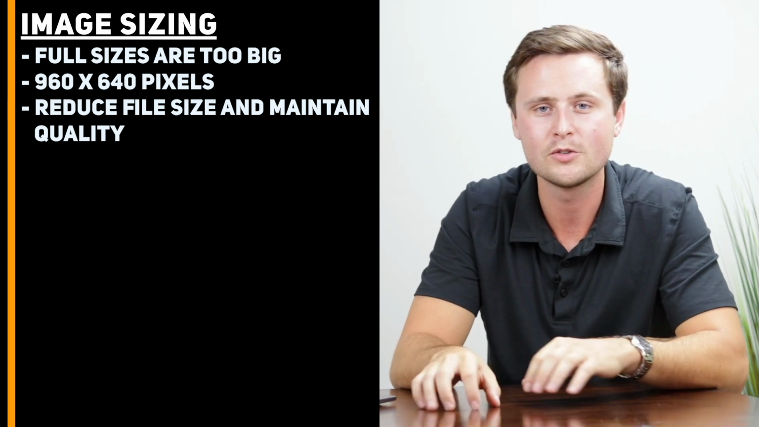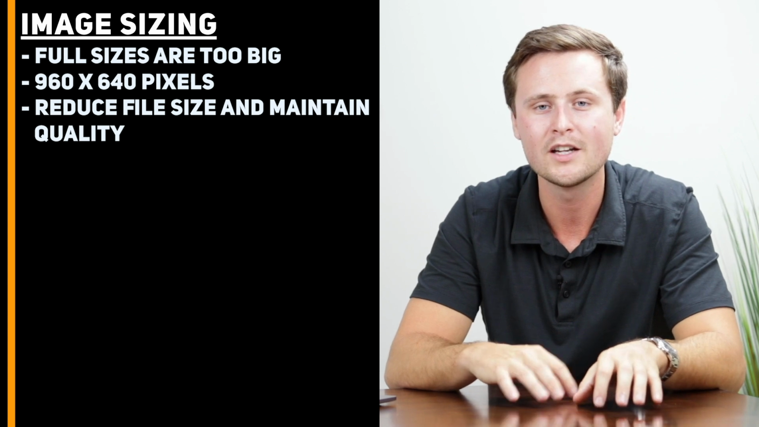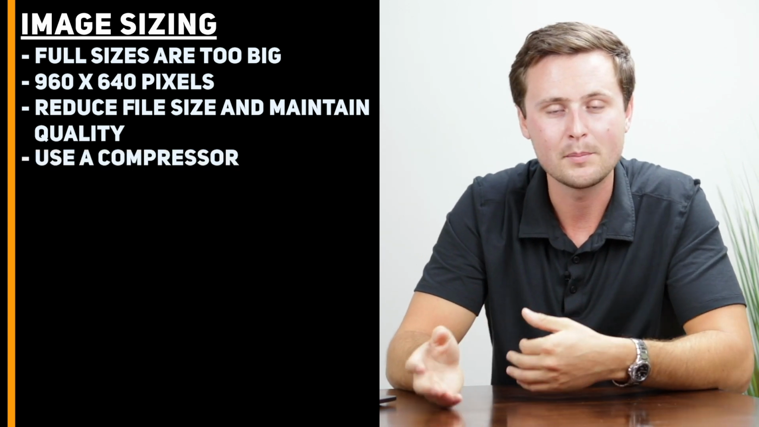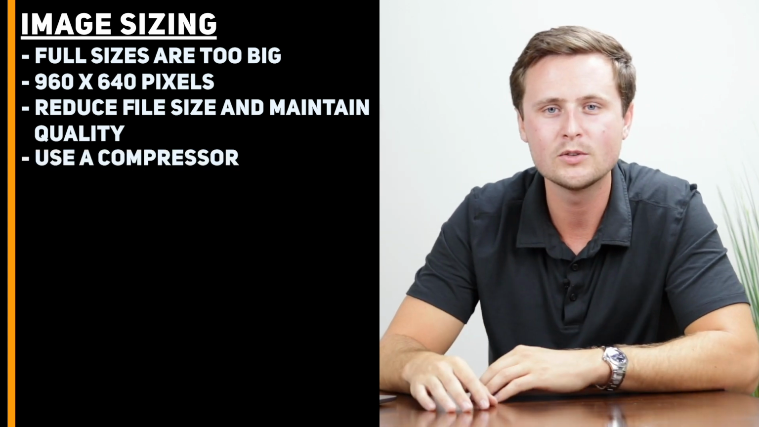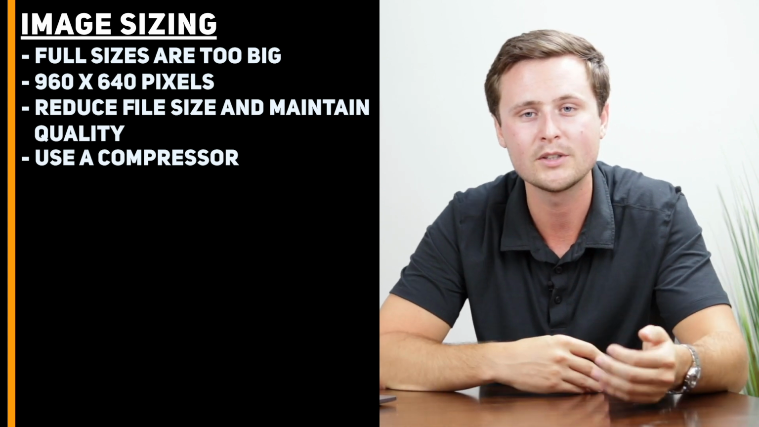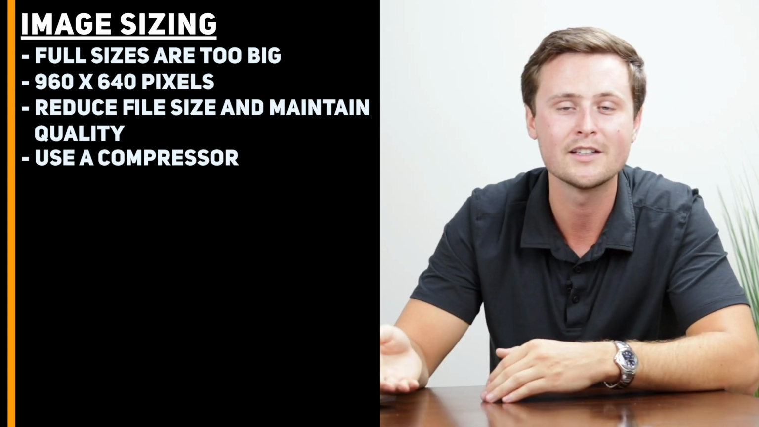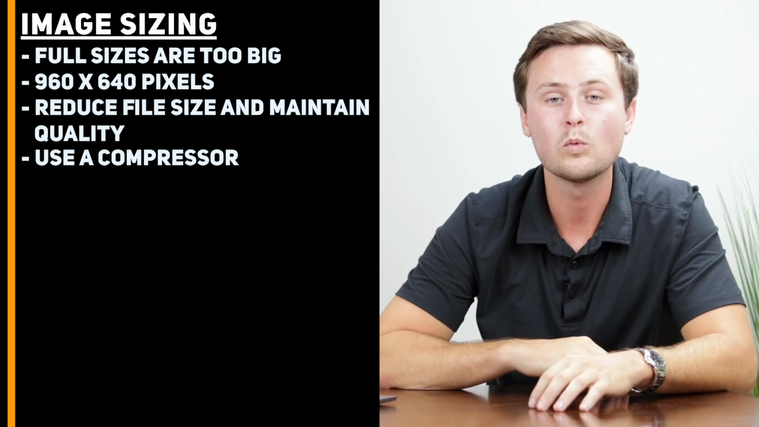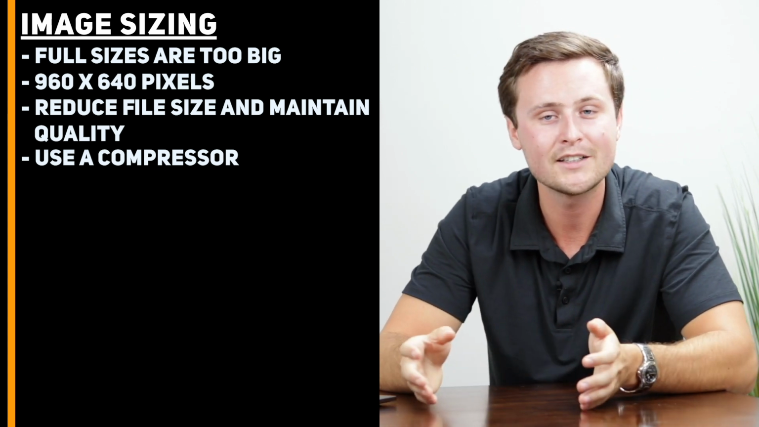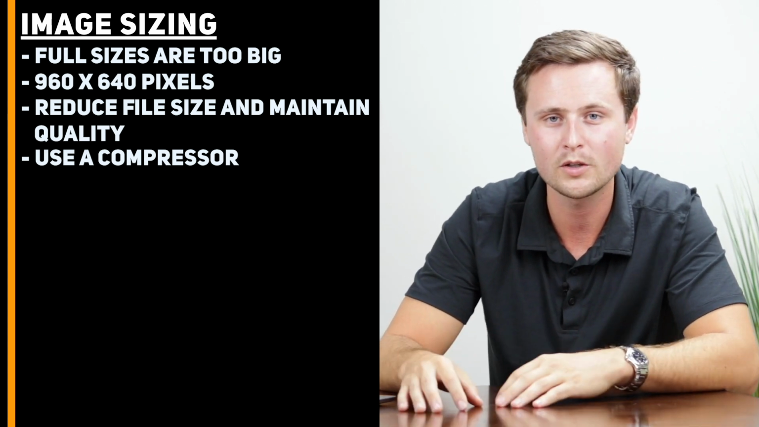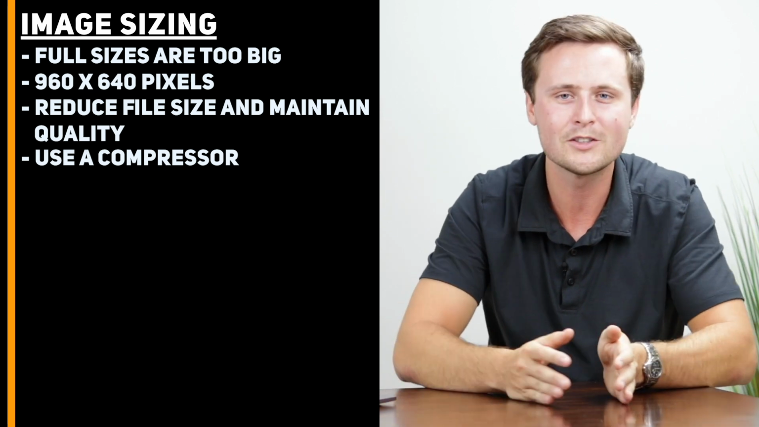Once you've sized that image to 960 by 640, you can then upload it to a compressor and make it even smaller. The one that I personally use is compressor.io. You simply upload your image, it makes it smaller, and then you download it. That downloaded image is the one that you put in your article. It'll still be 960 pixels by 640 pixels, but the file size will be even smaller while retaining the full quality of the image. That's just a little tip that I've learned over the years.